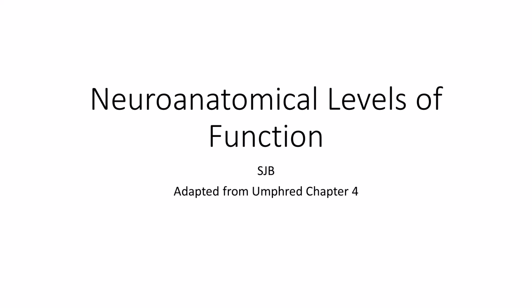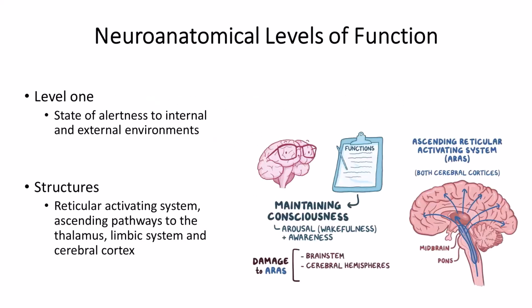This slide's presentation will cover various neuroanatomical levels of function, and this is really important to understand when you're working with patients that have had a brain injury. There are at least 4 known neuroanatomical levels of function, and some people think that there could possibly be 5. The first level is simply a state of alertness to internal and external environments.